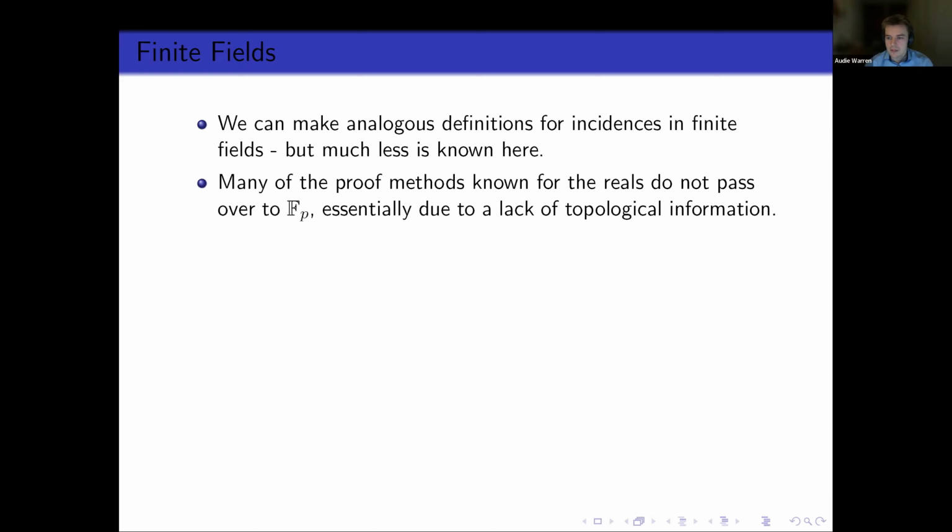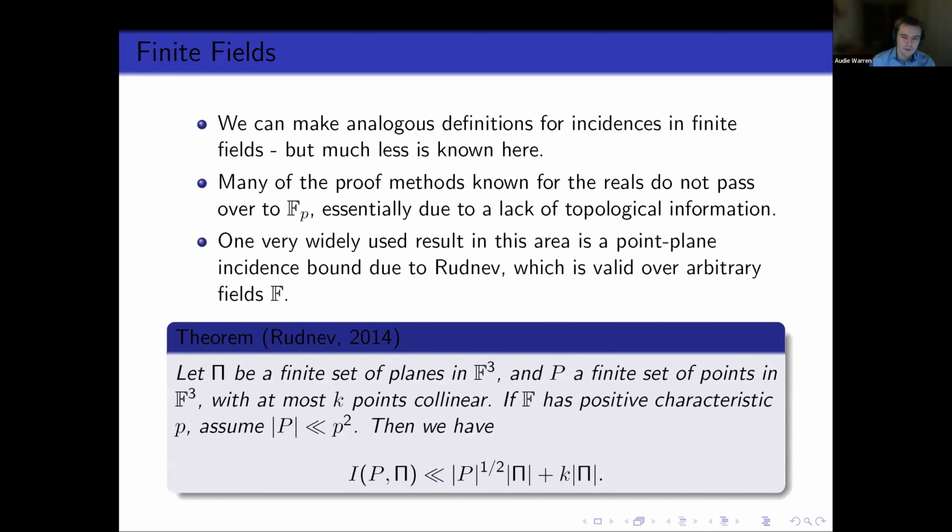Now, usually what this means is to prove things, we have to go to quite heavy combinatorial arguments, I would say, or character sums, things like this. But it's important that we can do some things. One very widely used result in actually arbitrary fields, not just finite fields, is the point-plane incidence bound of Rudnev. This swaps out 2 dimensions for 3, and it swaps out lines for planes.